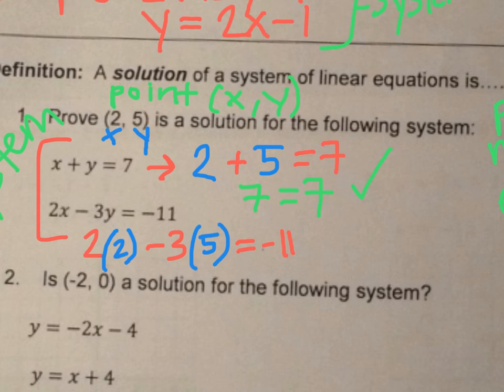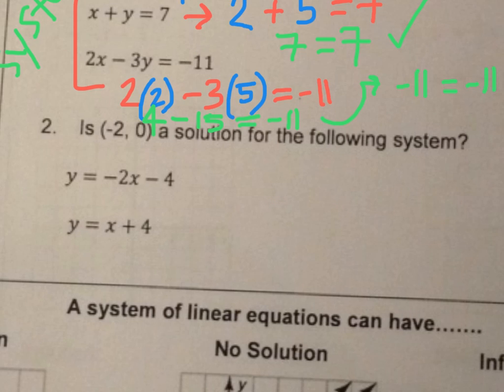So 2 times 2 is 4. Negative 3 times 5 is negative 15. And we bring down the equals negative 11. I'm going to move over here, and we get 4 minus 15, which is negative 11. And we bring down the other side equal to negative 11. Is negative 11 equal to negative 11? Yes. So they are both true statements. Therefore, the point that they gave us is a solution to the system.